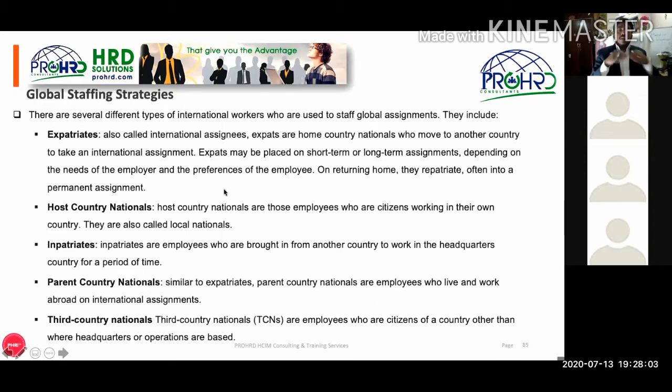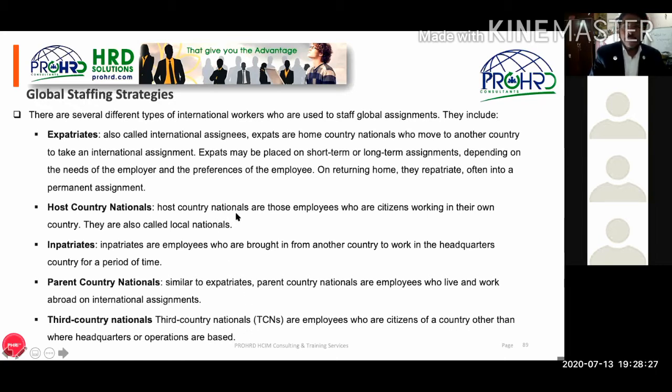There are several different types of international workers who are used to staff global assignments. They include expatriates, host country nationals, impatriates, parent country nationals, and third country nationals. Let us look at them one by one.